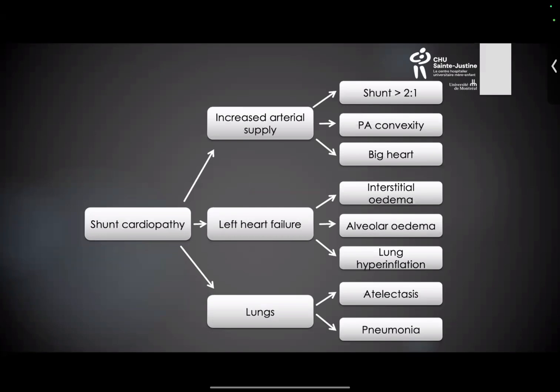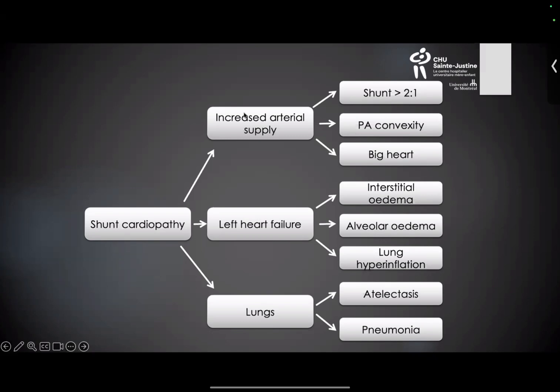Okay, so what does a shunt cardiopathy look like on the chest? First, you have an increased arterial supply, so more blood flow to the pulmonary artery because of the left to right shunt. To see it on the chest x-ray, you have to have a shunt of more than 2 to 1, so 2 times more pulmonary flow than systemic flow.